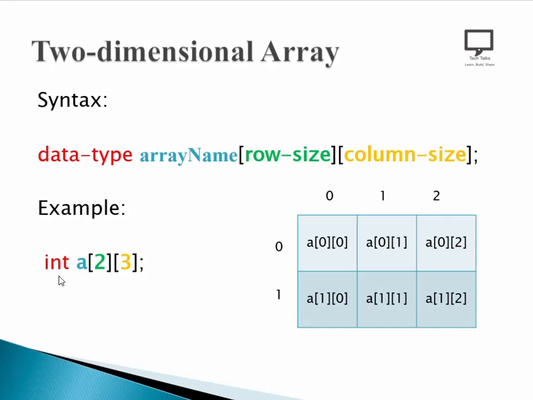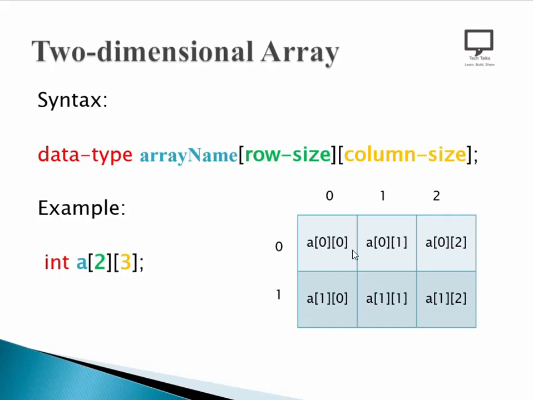So this is an example where int is the data type and A is the array name. 2 means 2 rows will be there, and 3 indicates the column size, that is, 3 columns. Here you can see the 0th row and the 1st row, and 3 columns: the 0th column, 1st column and the last column. As I told you, in a 1D array the index always starts from 0. In the same way, 2 rows means the 0th index row and the 1st index row, and for columns the 0th, 1st and 2nd column.